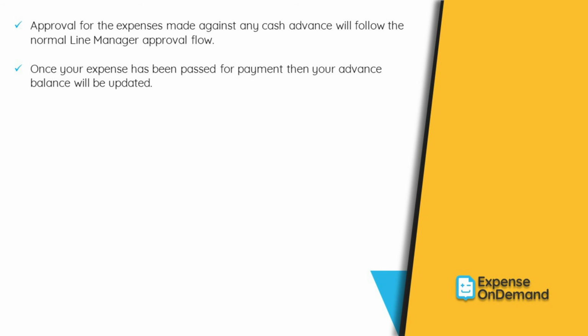Approval for the expenses made against any cash advance will follow the normal line manager approval flow. Once your expense has been passed for payment, then your advance balance will be updated.